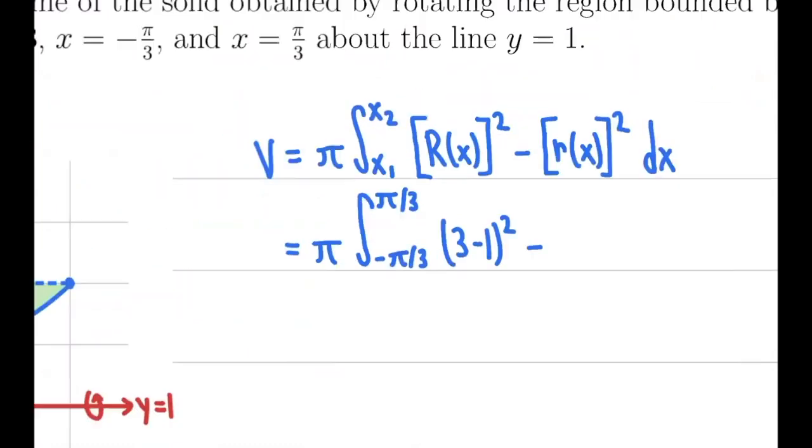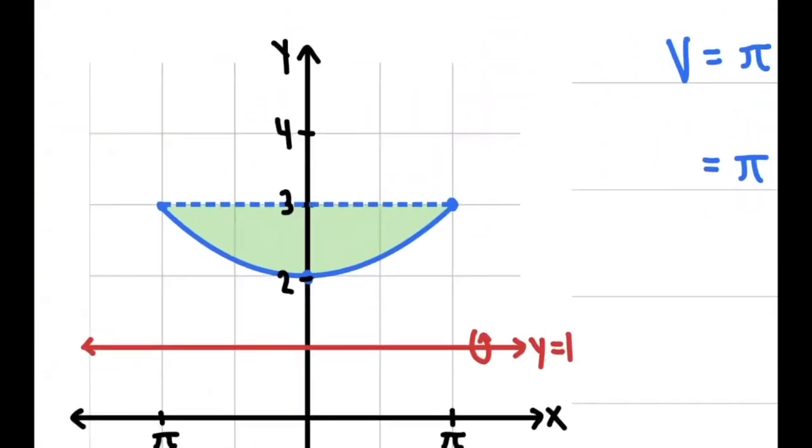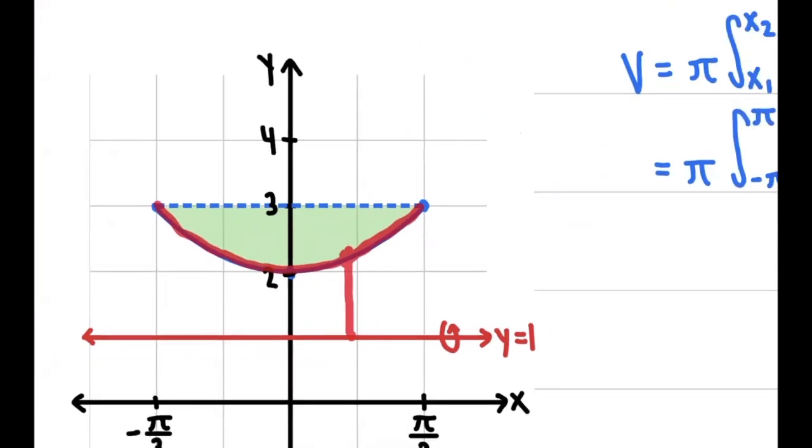And minus the inner radius. Remember, inner radius is the distance from the axis of revolution to the inner edge of the region. So it's secant plus 1, but you drop the 1. So we have to do 1 plus secant x minus this 1 right there, and that'll give us that distance, secant.